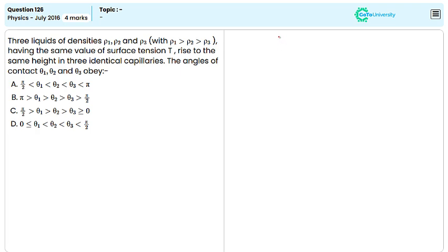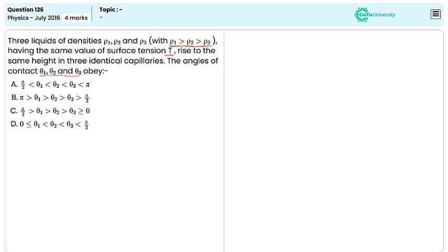We are given the densities ρ1 greater than ρ2 greater than ρ3, and the surface tension T is the same for all the liquids, and the height of the capillary rise is also the same for all the liquids. We need to compare the angles of contact θ1, θ2 and θ3.